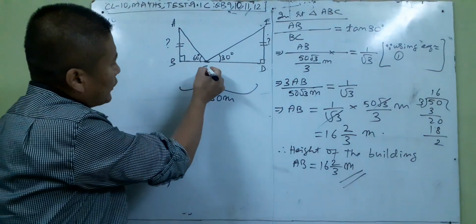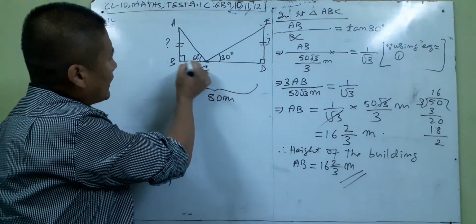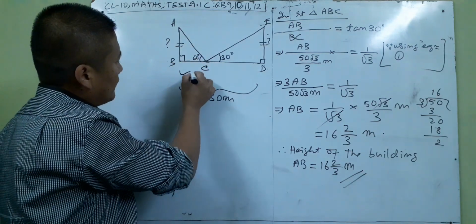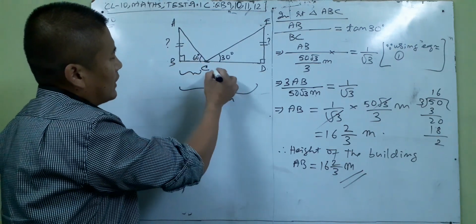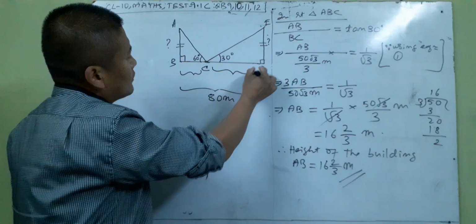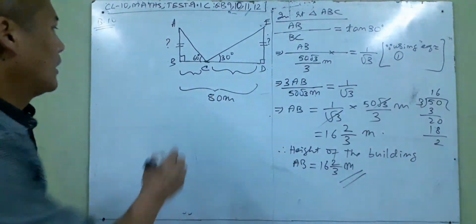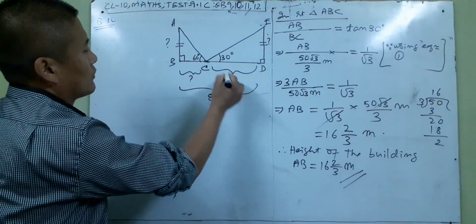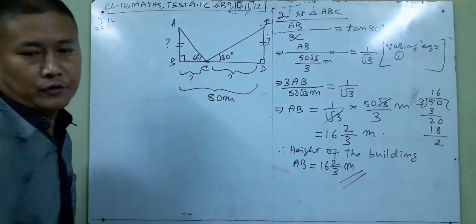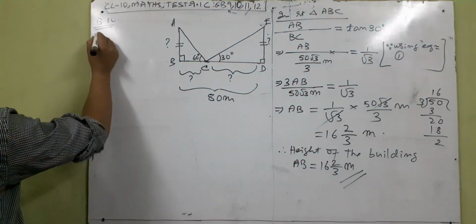Then you have to find the point where he is standing, C. How far is it from AB? That means you have to find BC, question mark. And then you have to find this one also, question mark, CD. So this one question mark, this one question mark. 1, 2, 3, 4 question marks you have to find out. So let us start here.